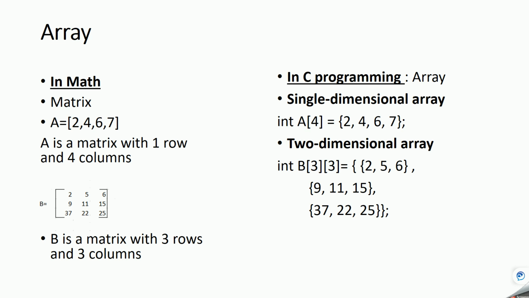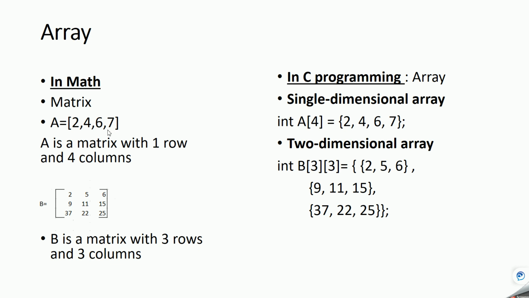In this video, we are going to see another C programming concept called array. Let's see it from a mathematical point of view first. So in math, we have a concept called matrix, and this matrix is a collection or arrangement of numbers in some rows and columns in a rectangular format.